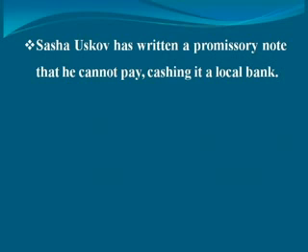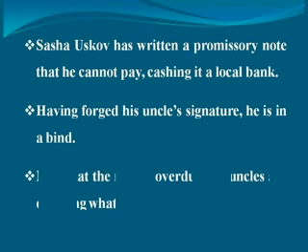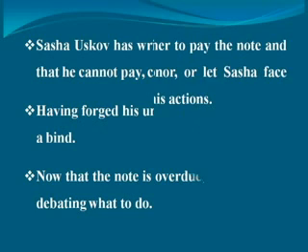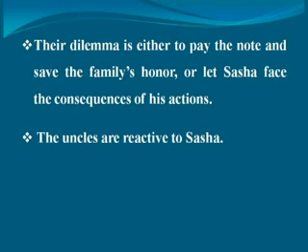Sasha Chekhov has written a promissory note that he cannot pay, cashing it at a local bank. Having forged his uncle's signature, he is in a bind. Now that the note is overdue, his uncles are debating what to do. Their dilemma is either to pay the note and save their family honor, or let Sasha face the consequences of his actions. The uncles are reactive to Sasha.